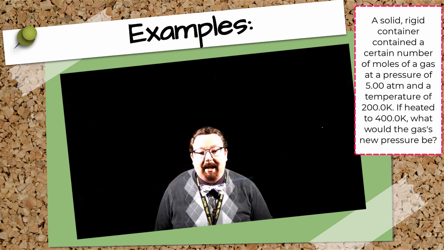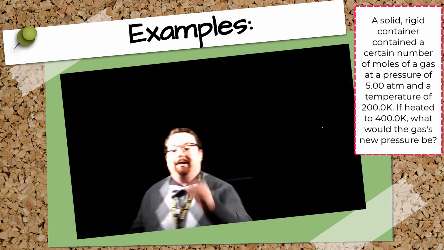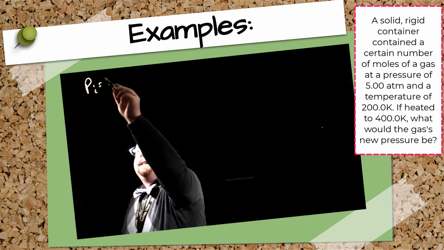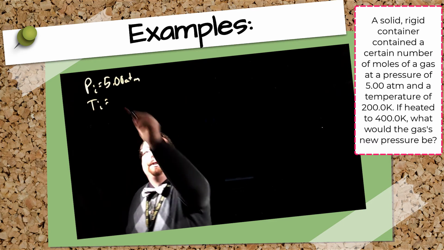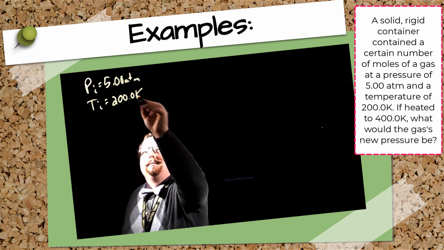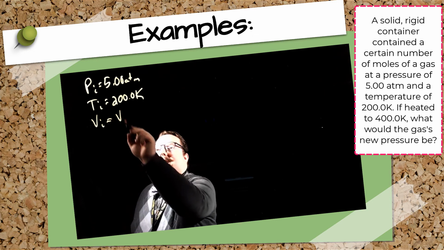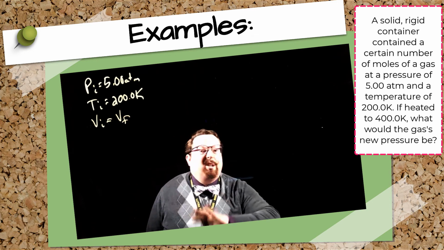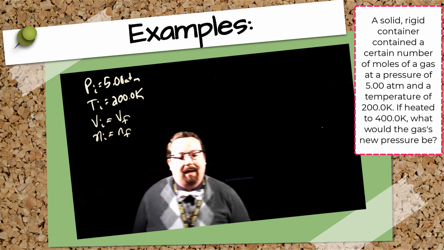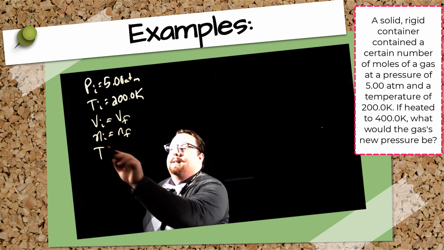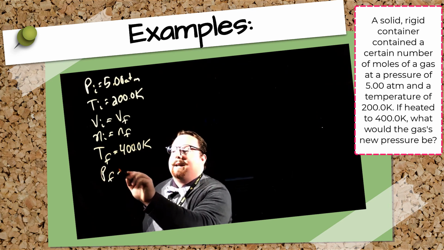All right, for our final problem today, we're going to look at the difference between one set of conditions and the other. So let's say I have a gas at an initial pressure of 5 atm and an initial temperature of 200 degrees Kelvin. That gas is kept in a rigid container, so my initial volume is going to equal my final volume, and I don't change the number of moles that I have, so my initial moles is equal to my final moles. It tells us I want to increase the temperature to 400 degrees Kelvin. What is my final pressure?